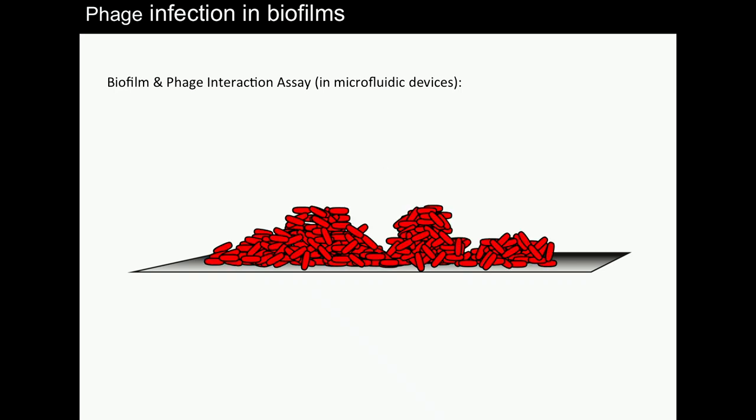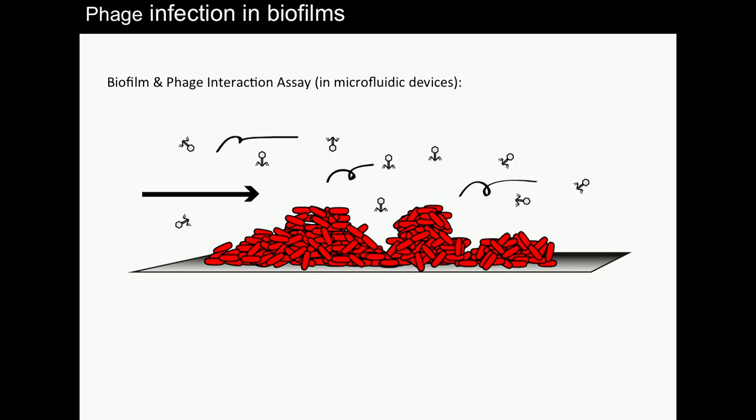So we grow a biofilm in a microfluidic device. This is E. coli. I forgot to say on the last slide, this is E. coli biofilms and phage T7. The reason we're able to do this is because T7 is so easily genetically manipulable. E. coli is nice too.